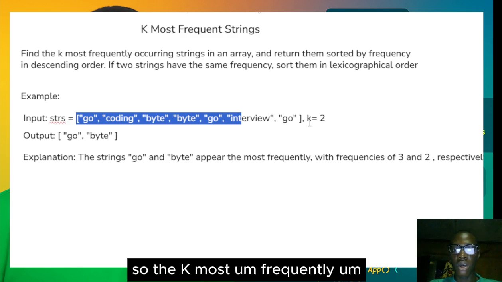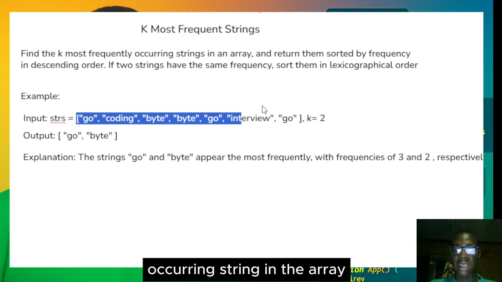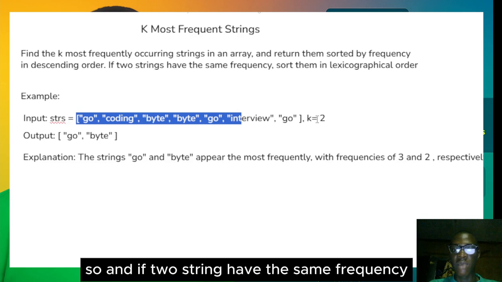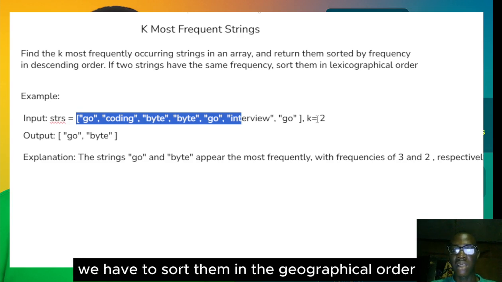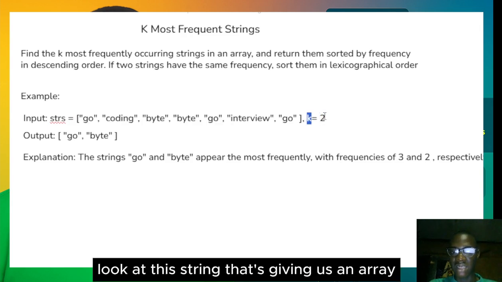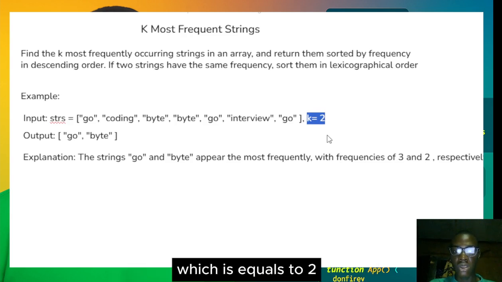frequently occurring strings in the array, sorted by frequency in descending order. And if two strings have the same frequency, we have to sort them in lexicographical order. So now take for instance this array of strings, and this k which is equal to 2.